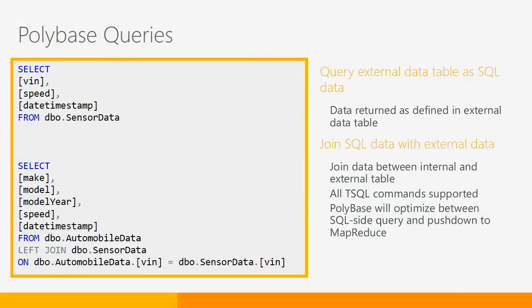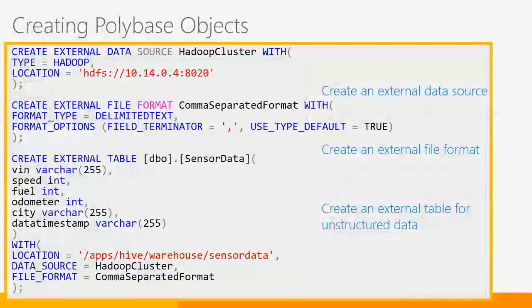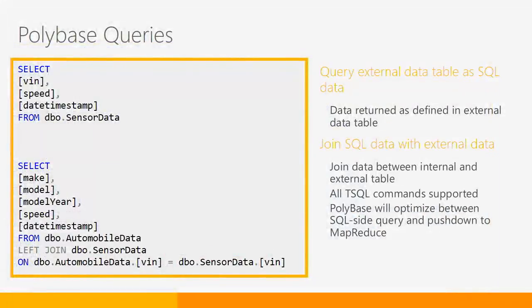In queries, you can see we just created a table called sensor data, and we can just then do a select. Nothing special about the select statement. And if we've got another table, the automobile data out of there, that's just a regular SQL table, then you can just join to it. So you don't have to do any special syntax once you've defined that external table.